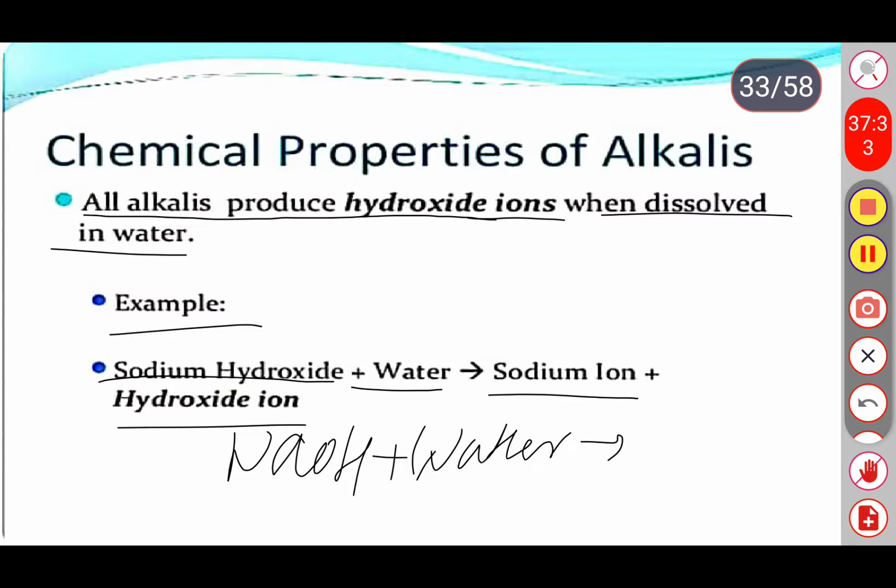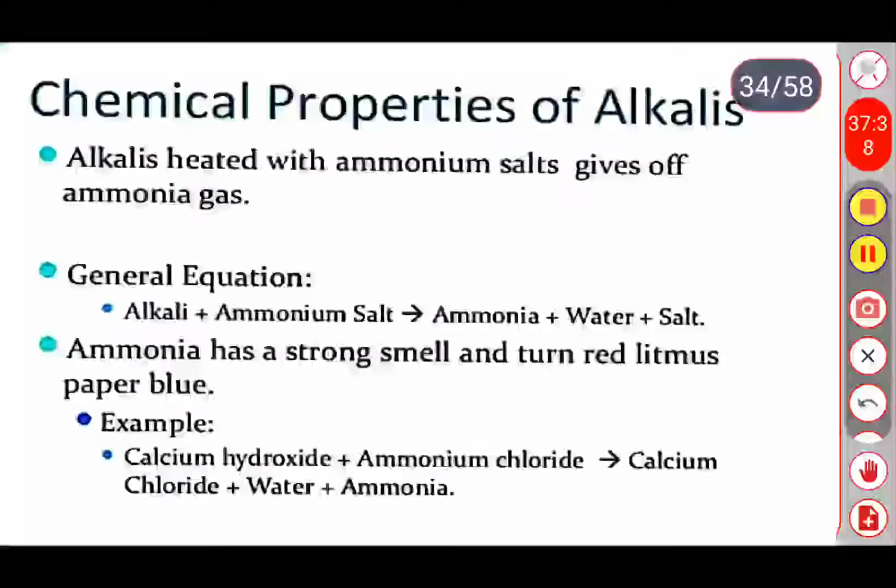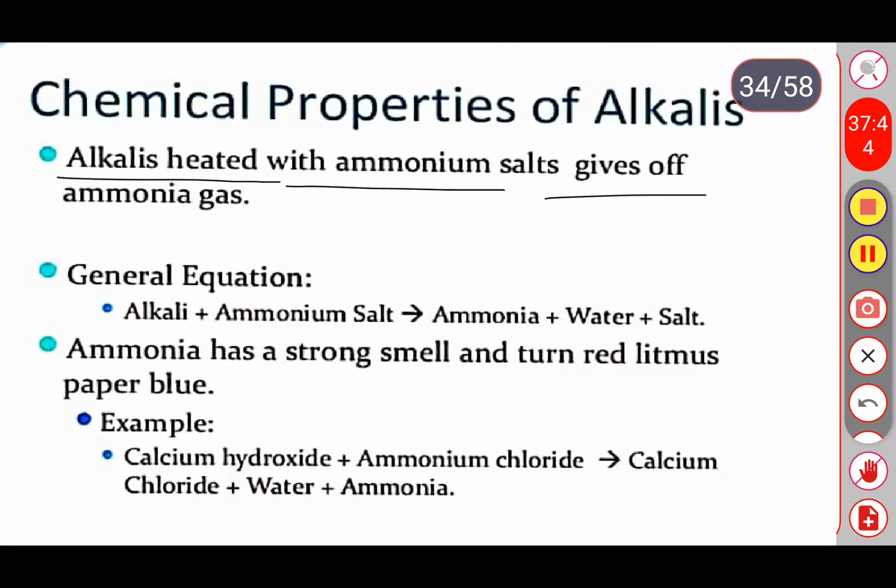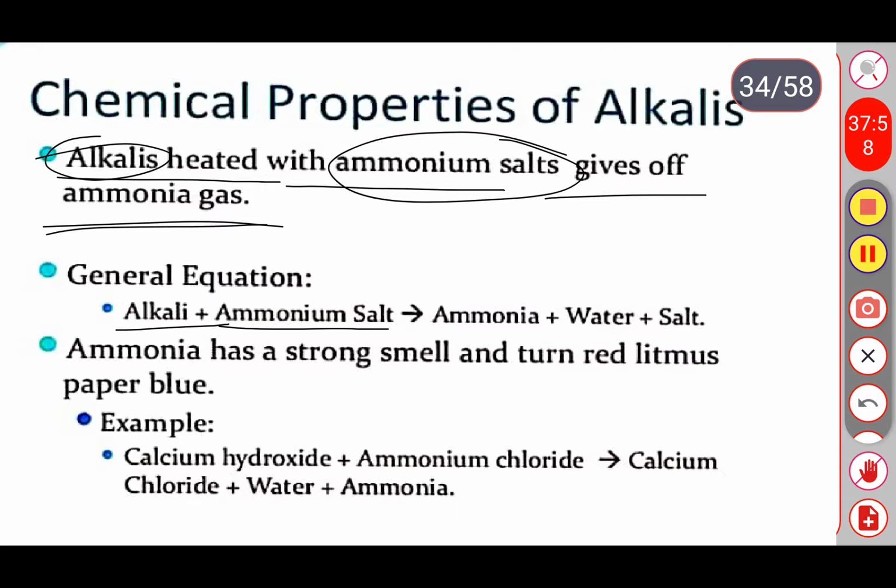Next one, alkalis heated with an ammonium salt give off ammonia gas. We already discussed this in the previous slide. When the ammonium salt reacts with the alkalis, it produces ammonia gas. The general equation is: alkali reacts with the ammonium salt, it forms ammonia as a gas and water along with the salt. Ammonia has a strong smell and turns red litmus paper blue.